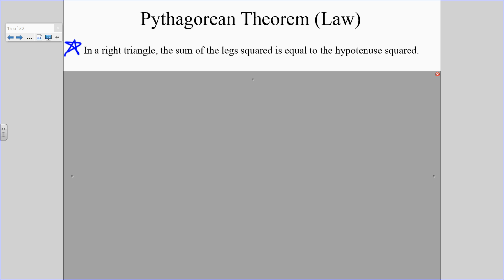The law says this. I want to put a little star there. Here's the law. In a right triangle. So look how it starts off: only right triangles. You know what a right triangle is. So this law only applies to right triangles. In a right triangle, the sum of the legs squared is equal to the hypotenuse squared. I'm going to write that down nice and clearly on your notes.